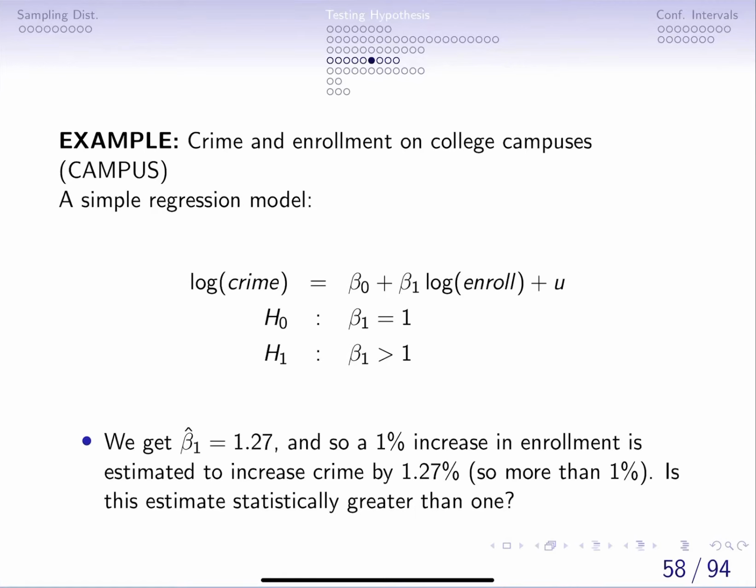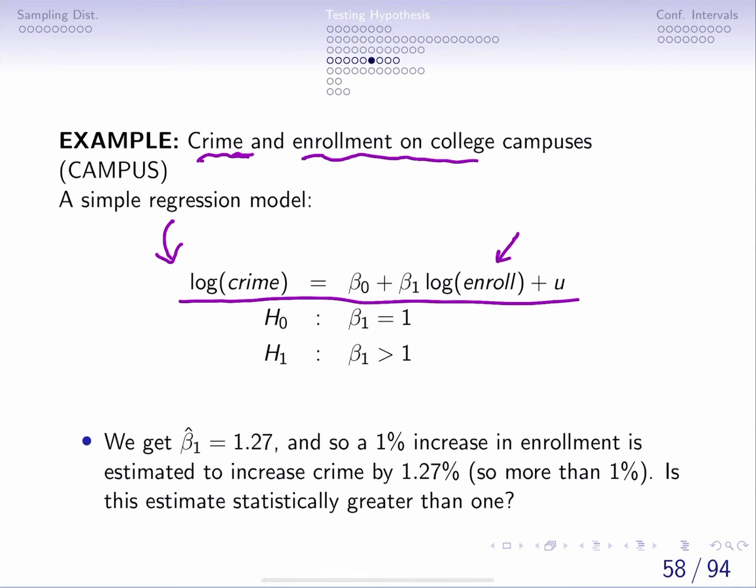So let's take another example where we have hypothesized a different value for beta j. This is an example that has information on crime rates and enrollment on college campuses. If we wanted to predict crime near college campuses, we can set up a simple linear regression, which says that the enrollment in college can affect the crime rates. Okay, so this is your x, and this is your y.